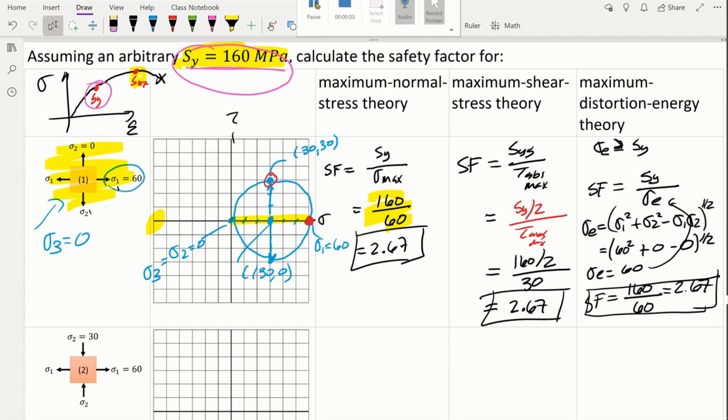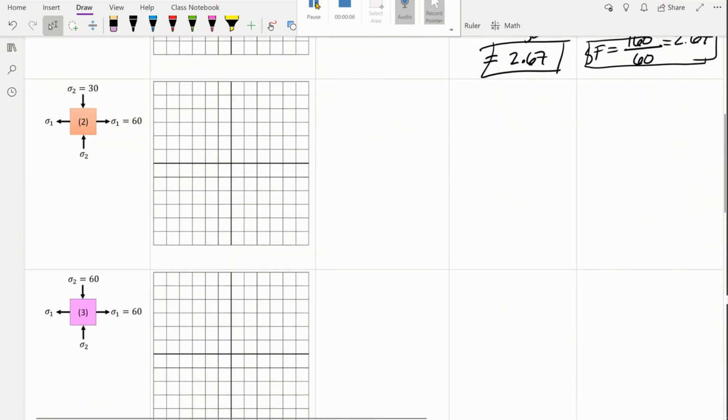Let's move on to stress state number 2 here. Let's look at what we have. They tell us that principal stress 1 is positive 60. Principal stress 2 has a magnitude of 30, but notice it's compressing, right? So in that case, this guy is negative. So let's go ahead and plot those 2 points. First one is 60, so it's going to put us over here. This is sigma 1 equal to 60. Sigma 2 is in compression, so it's going to be negative. So 10, 20, 30. This is sigma 2 equal to minus 30.